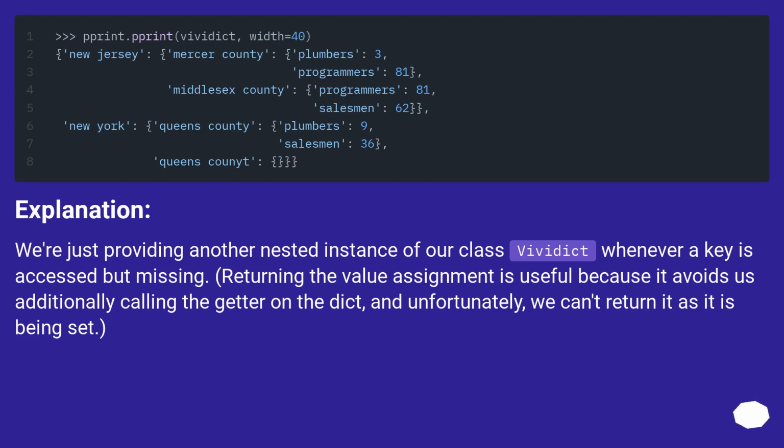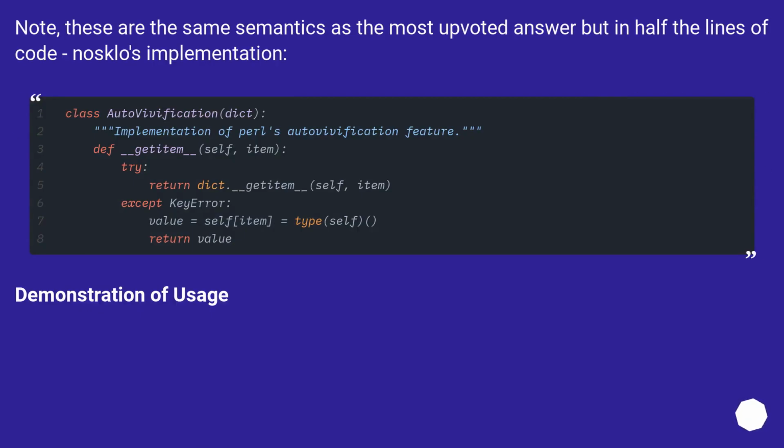Explanation. We're just providing another nested instance of our class Vividict whenever a key is accessed but missing. Returning the value assignment is useful because it avoids us additionally calling the getter on the dict, and unfortunately, we can't return it as it is being set. Note, these are the same semantics as the most upvoted answer but in half the lines of code, a nonrecursive implementation.